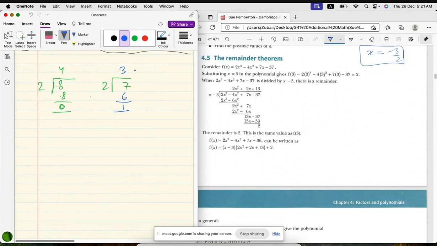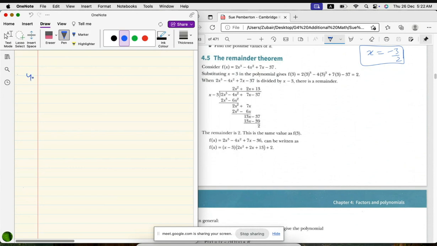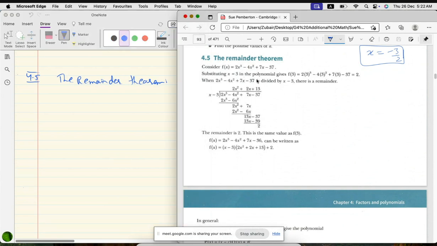So this is the quotient, dividend, divisor, and remainder. So we are going for the remainder theorem in this section now. So let's just do this solved example.